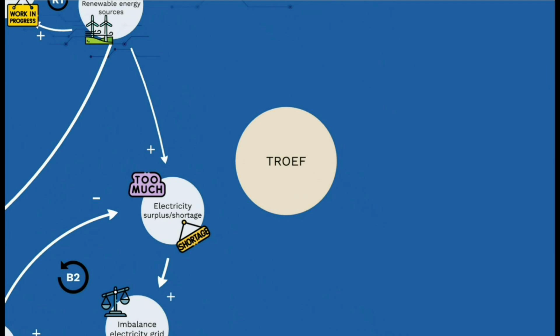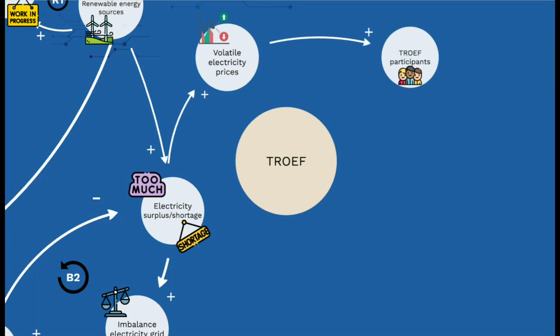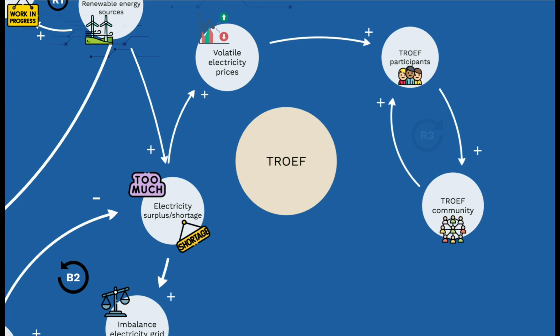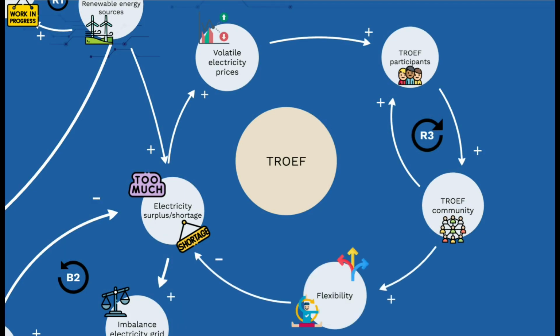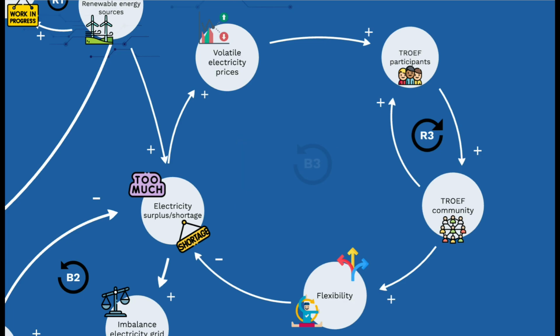The surplus and shortages on the electricity grid result in volatile energy prices. Consumers that make use of better selling and buying opportunities get a lower electricity bill. This attracts new TROEF participants. More TROEF participants means a bigger TROEF community. This also works the other way around. A bigger TROEF community means more participants. A bigger TROEF community also means more flexibility on the electricity grid. This will lead to less surplus and shortages on the electricity grid, thus enabling the acceleration of the energy transition.